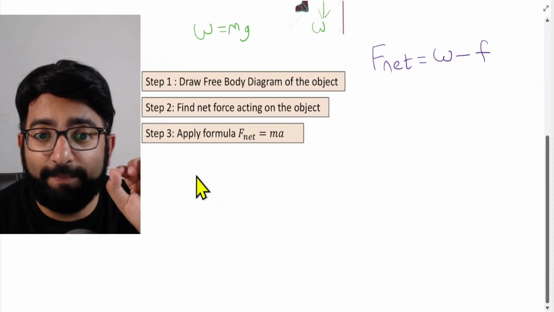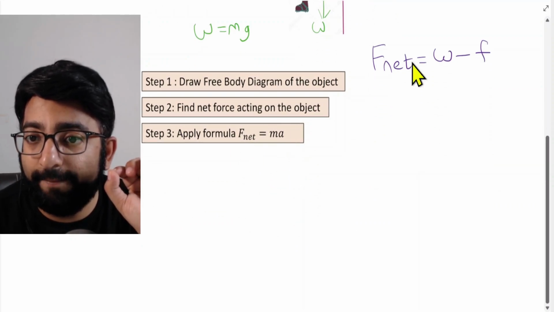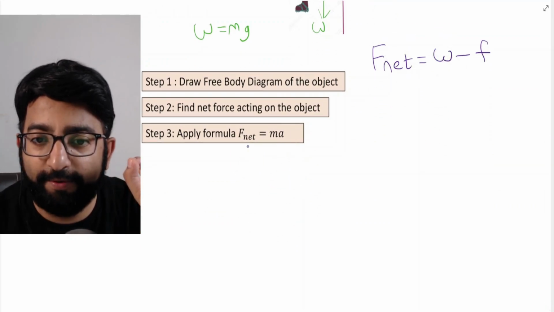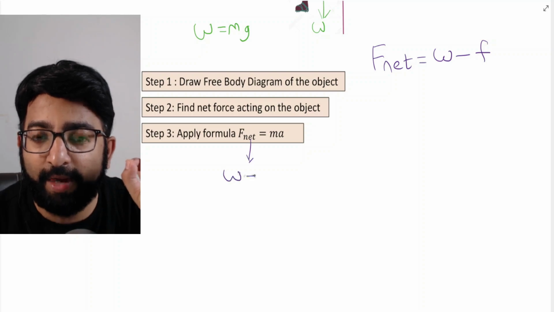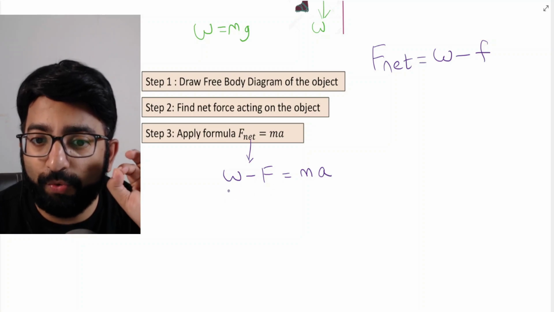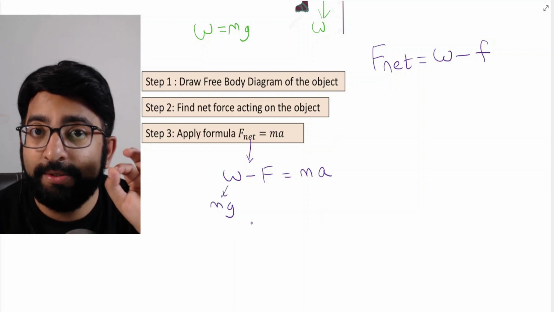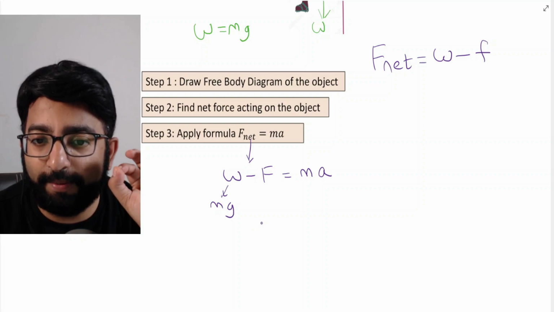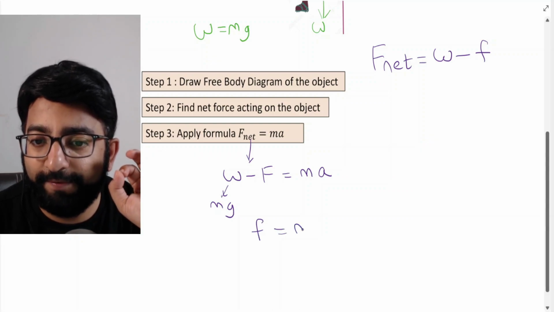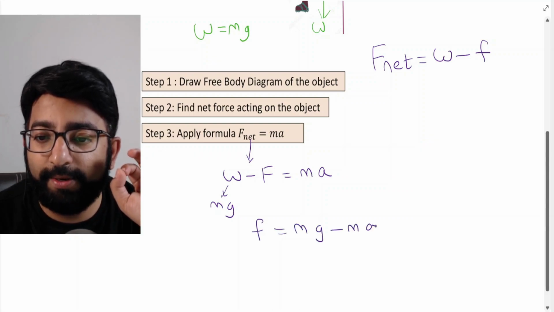And finally, we just apply the law, F net is equal to ma. F net is W minus F. So let's write this down. W minus F is equal to m into a. And the value of W is m into g. Now if I make F the subject here, F is friction, so we will get mg minus m into a.